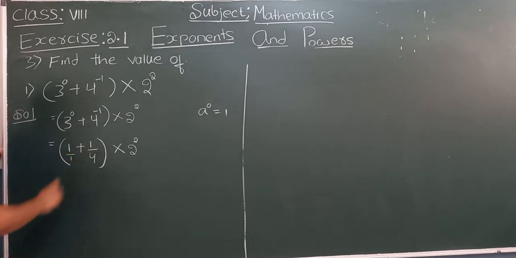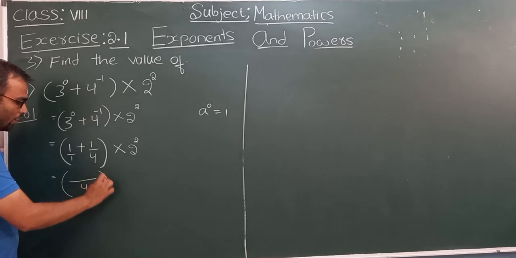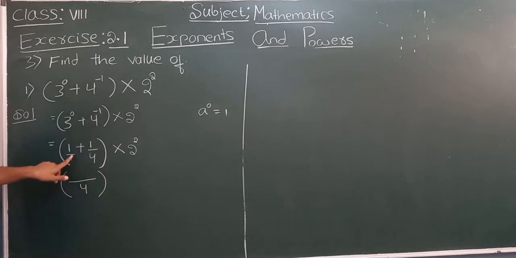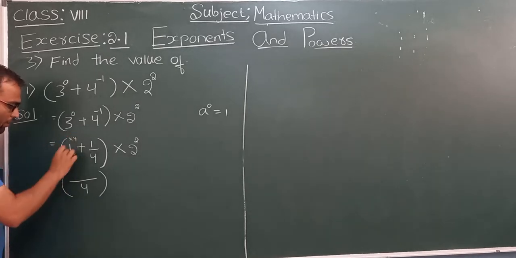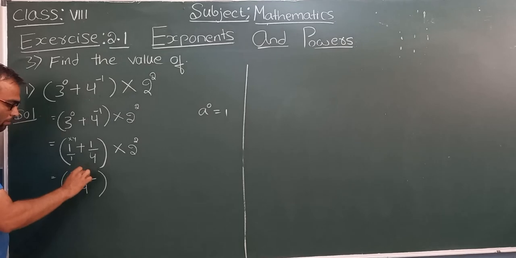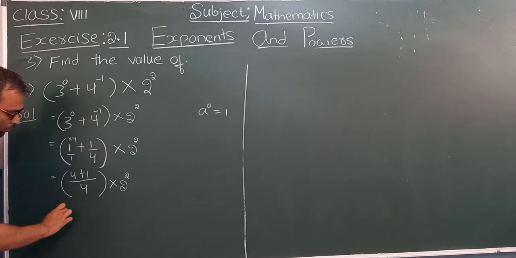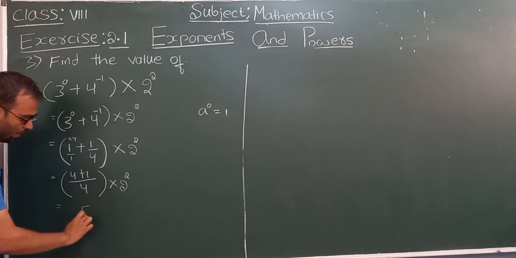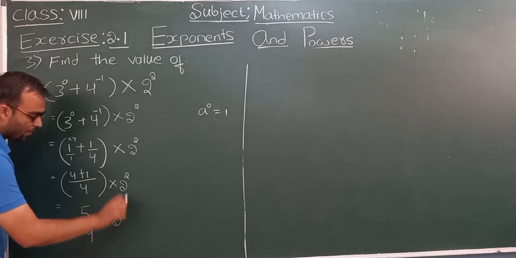Now we need to add these two numbers. How to add? We need to find the LCM of 1 and 4. LCM of 1 and 4 is what? 4 only. As LCM is 4 and the denominator is 1, we need to multiply by 4. As LCM is 4 and the denominator is 4, we need to multiply by only 1. So I am writing here directly: 4 ones are 4 plus 1, into 2 power 2. That is, 4 plus 1 is 5, divided by 4, into 2 power 2.